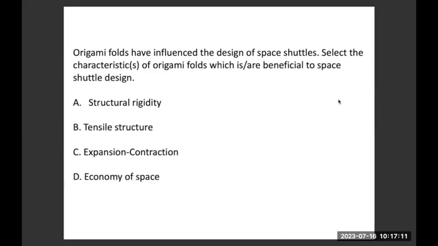Yeah, back to this question. You have to select in this question. What is given is origami folds. They have some influence on the design of space shuttles. You have to select the characteristics of origami folds which is or are beneficial to space shuttle design. Out of the 4 characteristics listed below, 1 or more options are correct.